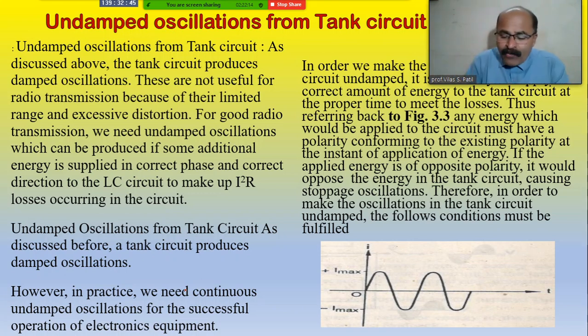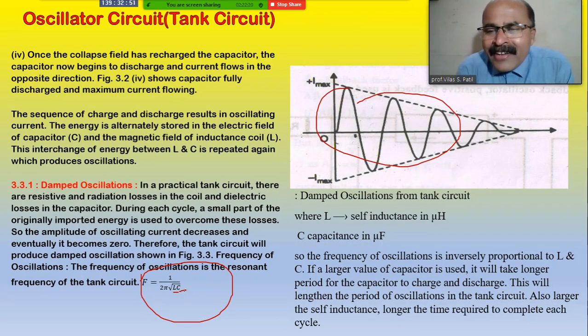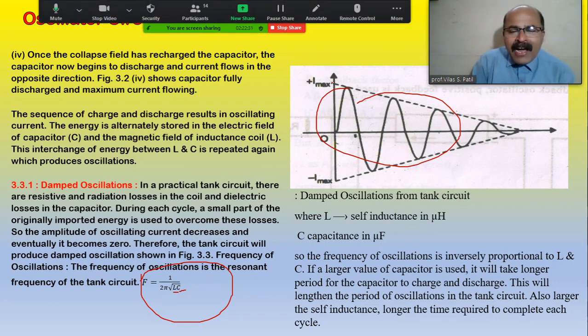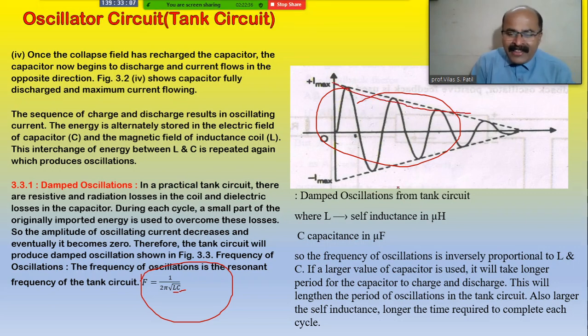If we carefully see, I am going back to this slide. Here we see the damped oscillating motion, and I am showing by the red mark that the amplitude of the oscillatory motion is decreasing in this way, from plus Imax to minus Imax. After making some oscillations, after the nth oscillation, it diminishes to zero.